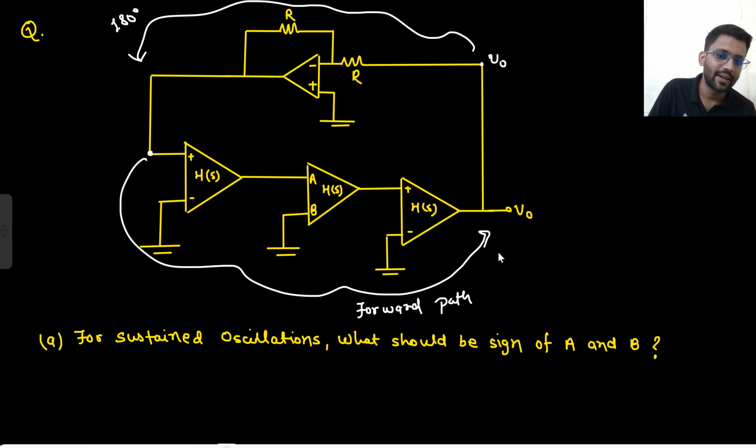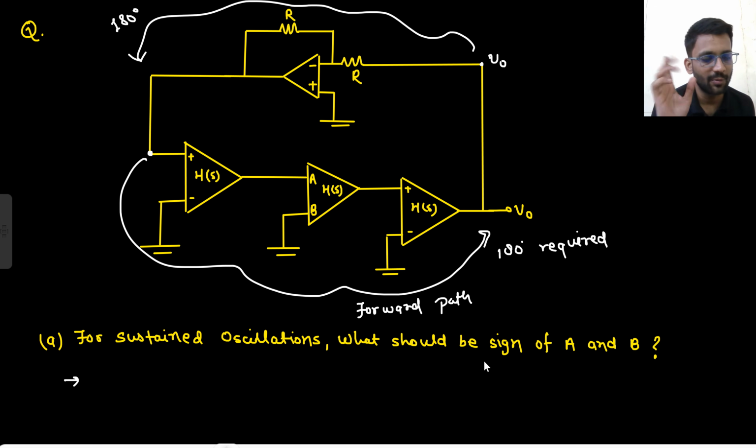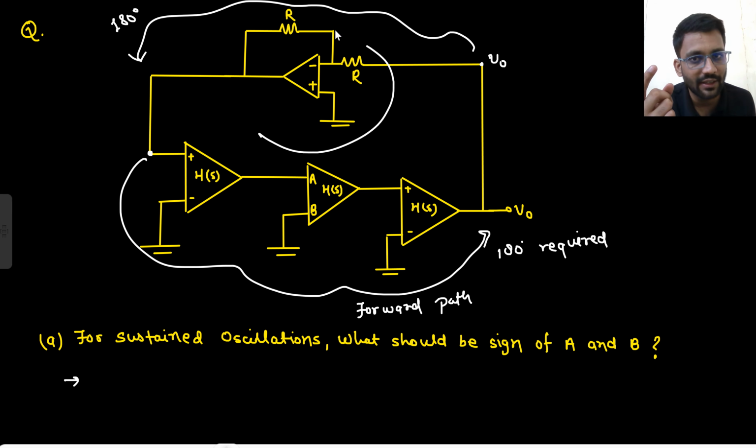How much phase shift you require? 180 degree required. Do you remember when you get 180 degree phase shift? If you put A equals to positive and B equals to negative, that's it. If you put A equals to negative and B equals to positive, how much phase shift you get? 0 degree. Because we have solved this particular question. In that, it is the same question, but here there was no inverter connected.